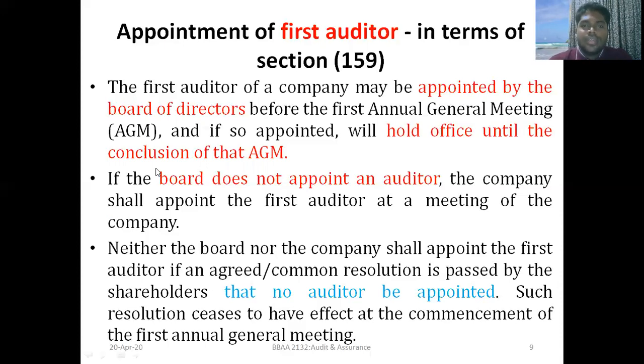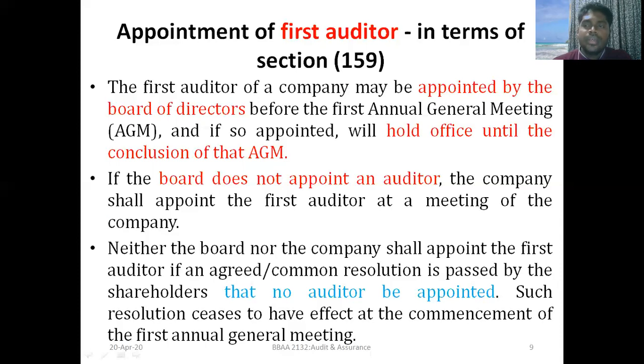It is not possible for the shareholders to appoint the auditor at first, because a newly established company needs its first auditor. So the first auditor may be appointed by the board of directors until they have the AGM, the annual general meeting. Here, the first auditor of a company may be appointed by the board of directors before the first annual general meeting, and if so appointed, will hold office until the conclusion of the AGM.